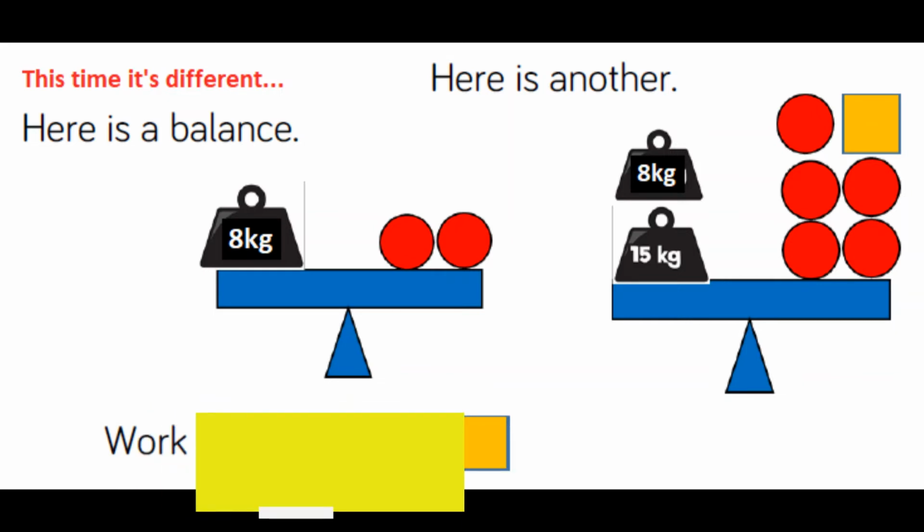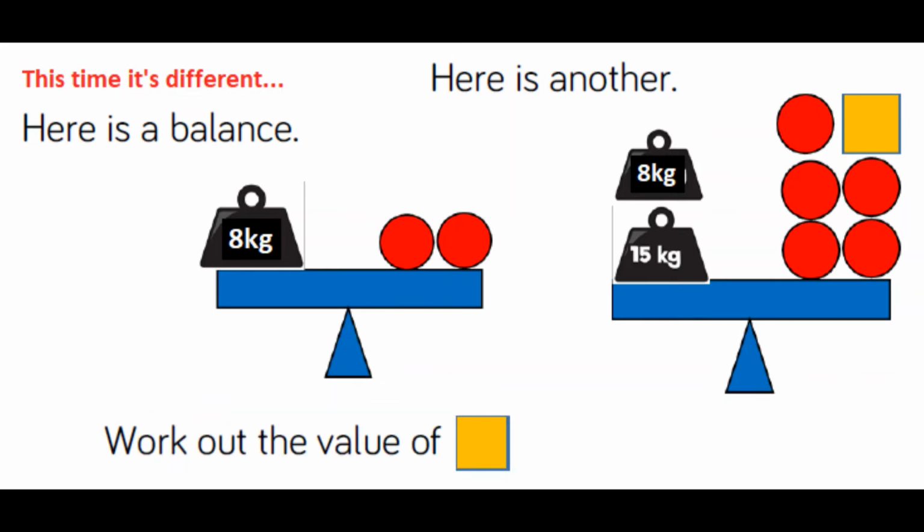Then I will reveal the answers. Okay, so first of all, I'm going to reveal the answer for the weight of the red circles. The red circles weigh 4 kilograms each, because we've got 8 kilograms and we're splitting that between 2 red circles on the left. So we've got 4 kilograms each, and I've also put that into the red circles on the other set of scales as well. So now we work out the value of the yellow square.